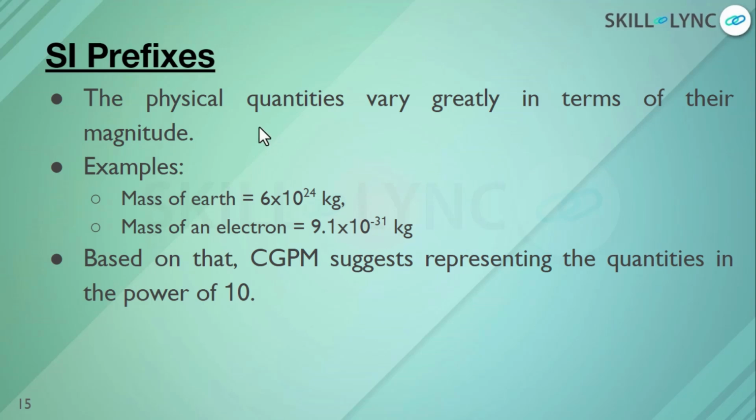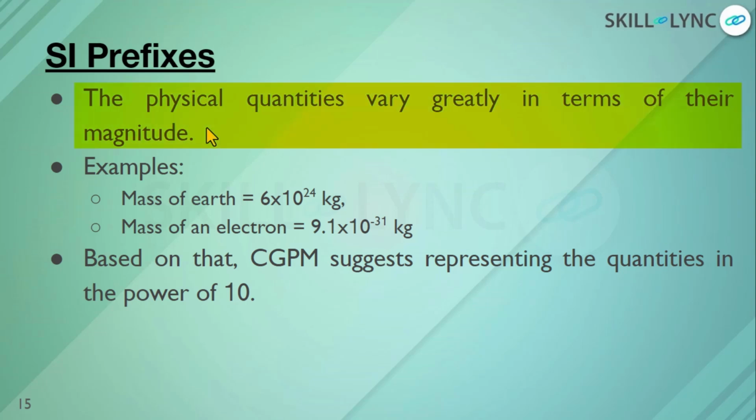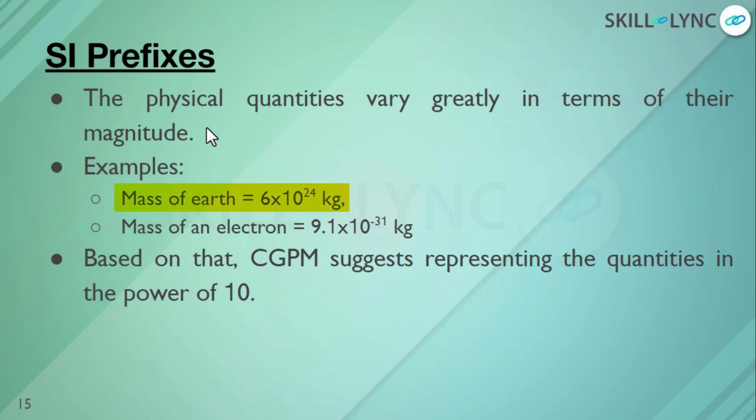There are also SI prefixes. Let's get to know them. What are SI prefixes? The physical quantities vary greatly in terms of their magnitude. Example, the mass of the earth is 6 into 10 power 24 kg. Similarly, the mass of the electron is 9.1 into 10 power minus 31 kg. So the quantities vary greatly: the mass of the earth is in terms of 10 to the power 24 and the mass of the electron is in terms of 10 power minus 31. So there is a very huge difference.